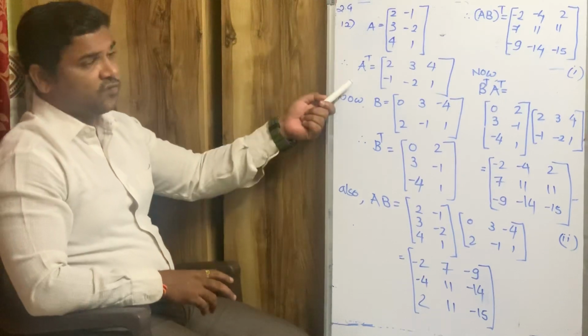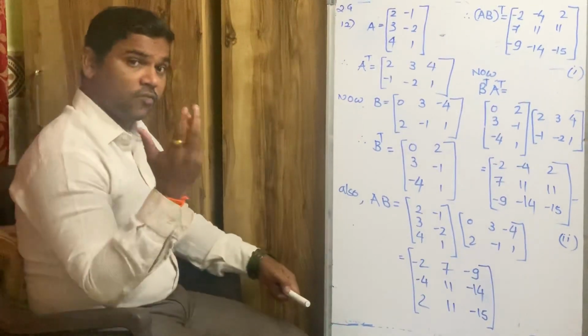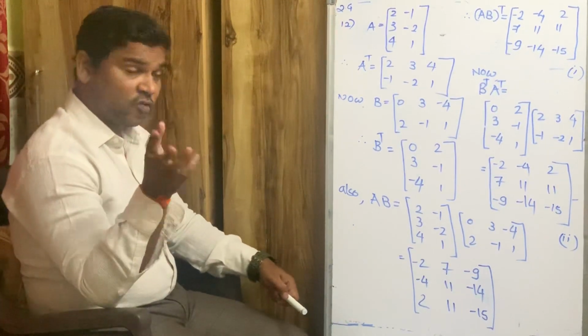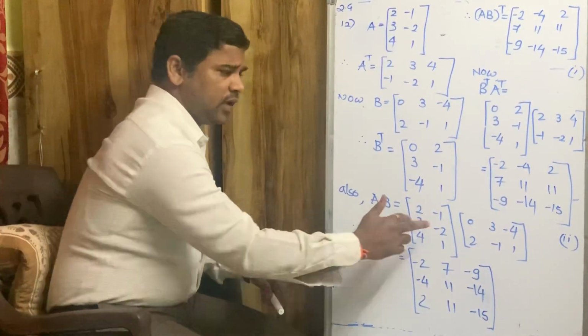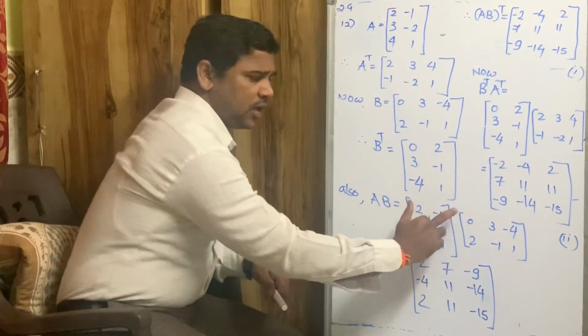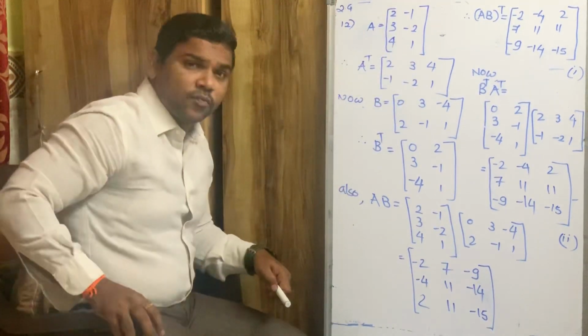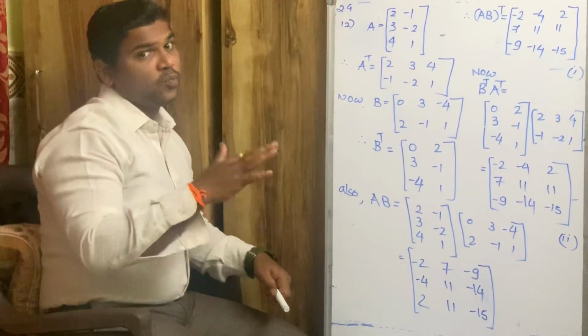A is given, first find out A transpose. B is given, then find out B transpose. Then what they want? AB transpose. So to get AB transpose, first we have to find AB. How to get AB? Just multiply A and B as usual. So multiplying A and B, you will get AB. Then make its transpose, AB transpose. That is equation number 1.